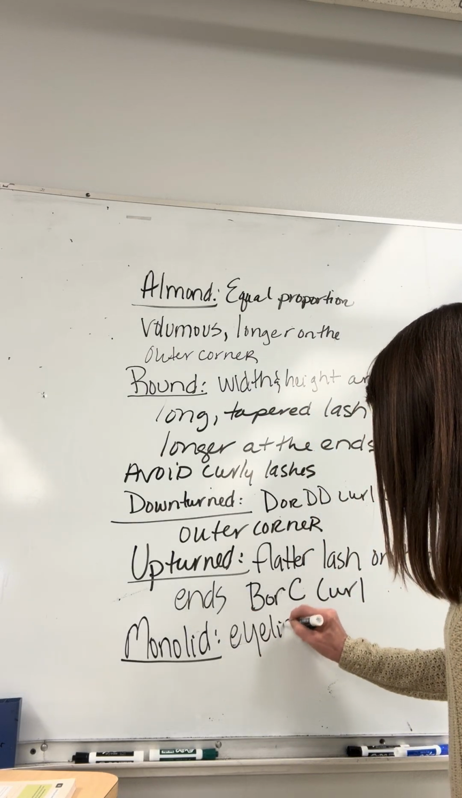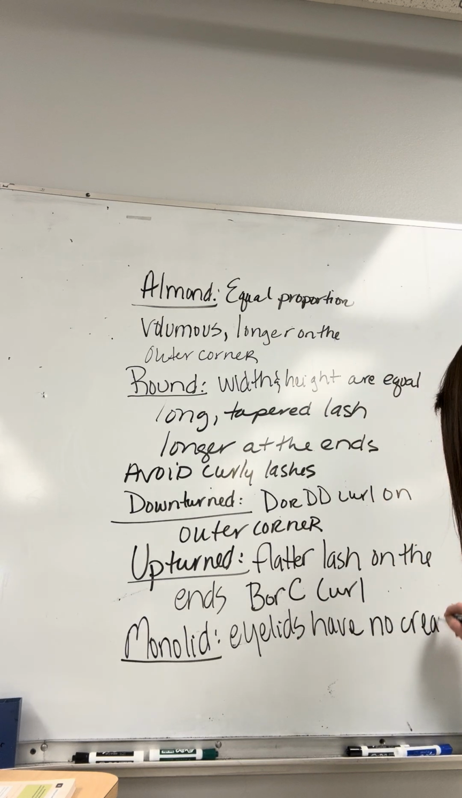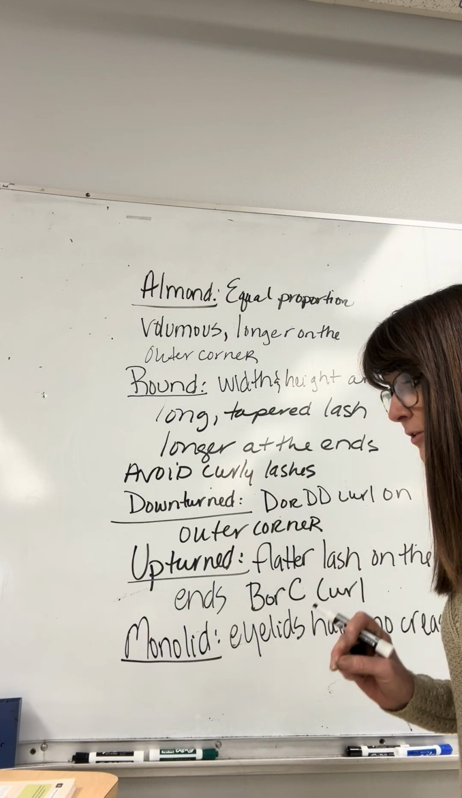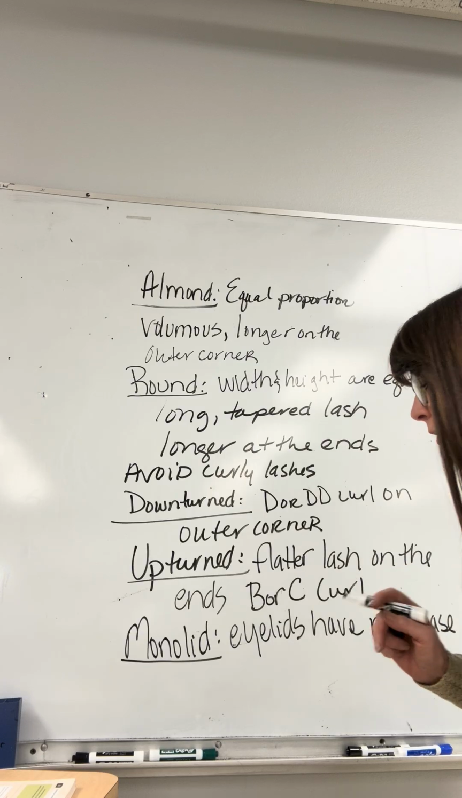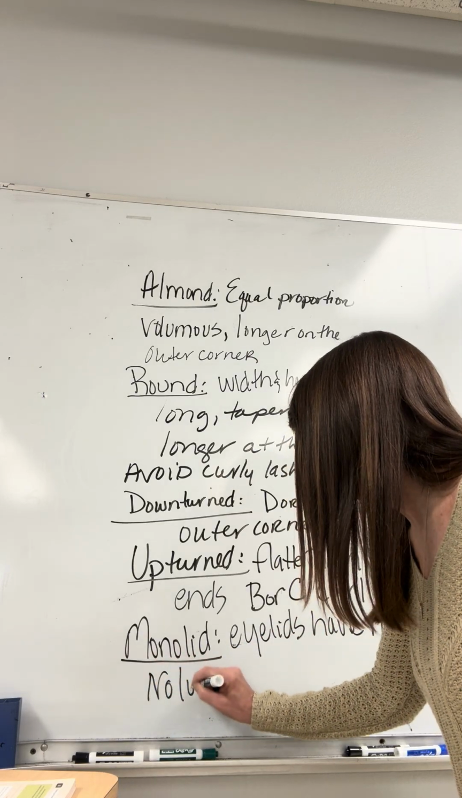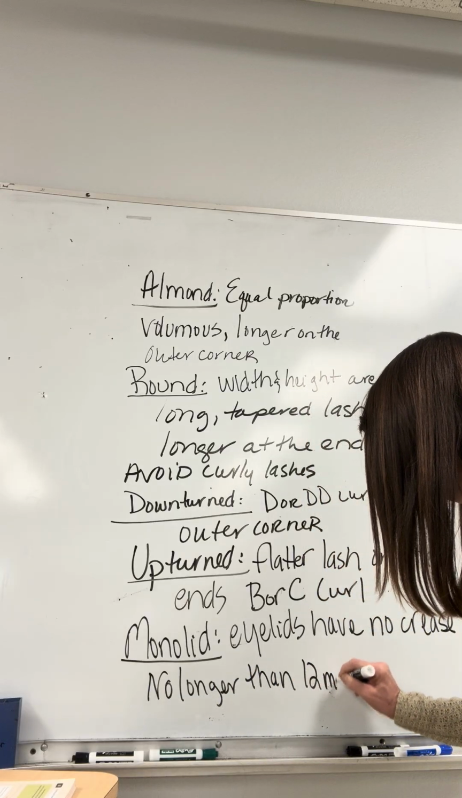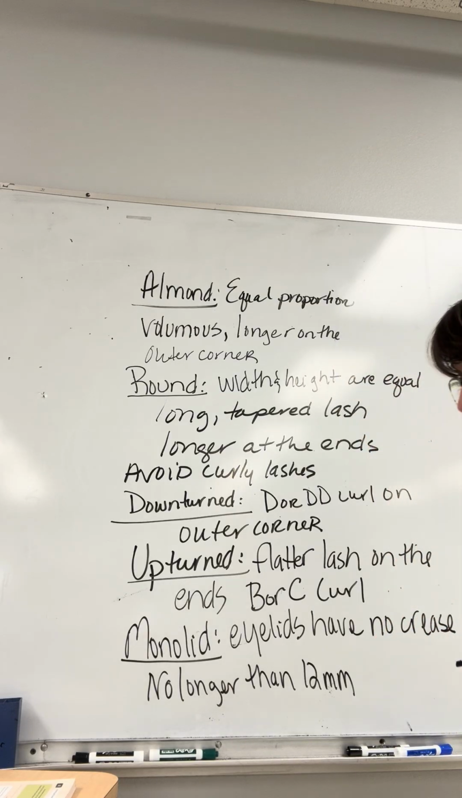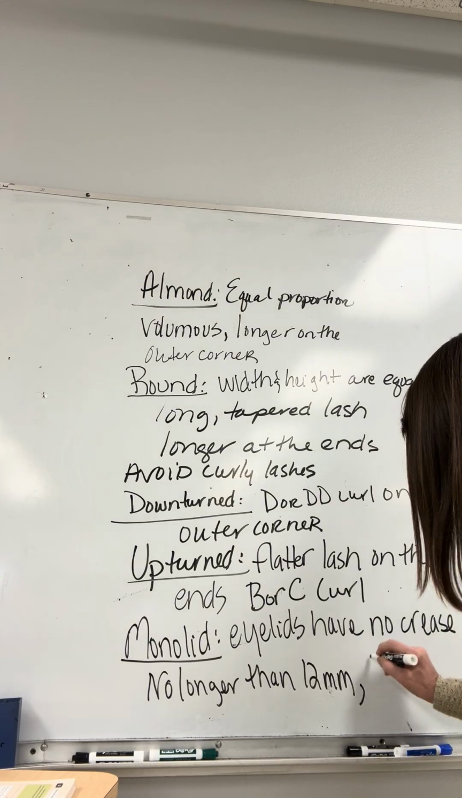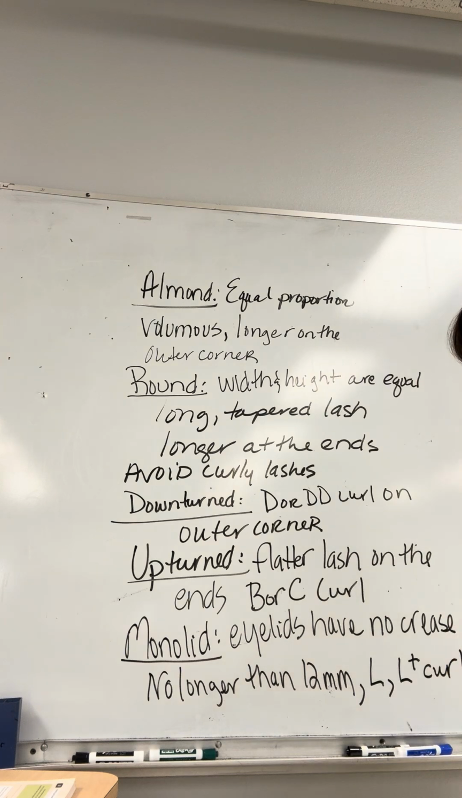Eyelids have no crease. So in order for there to appear to be a crease, you're going to use lashes no longer than 12 millimeters. Okay. And an L or L plus curl. You're trying to give the illusion that their eyelid has a crease.